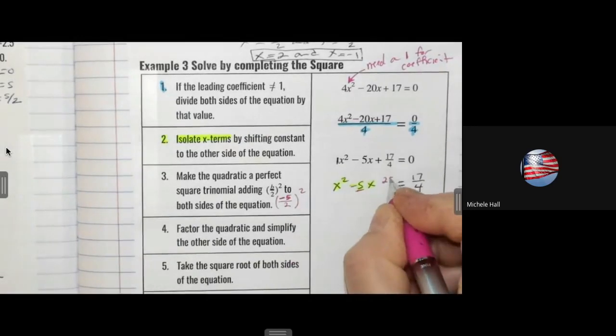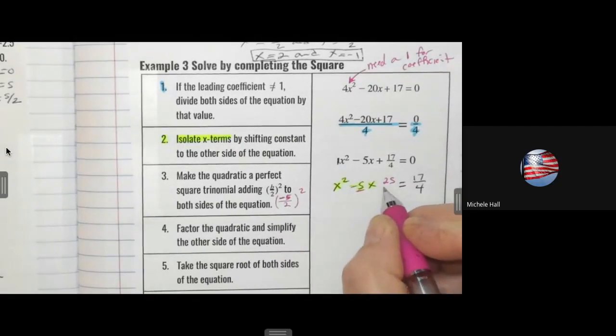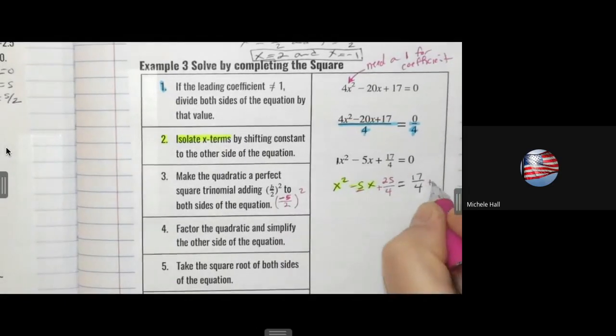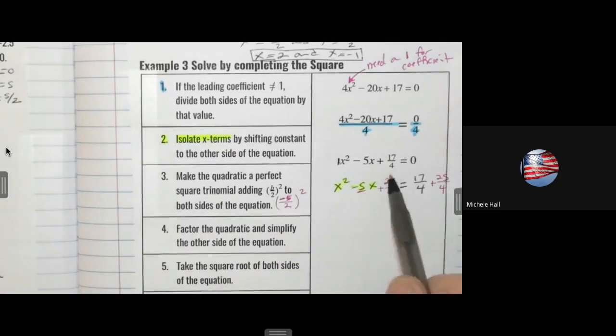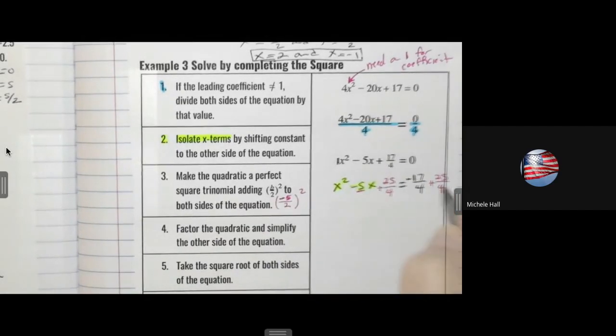It's a positive 25. And what's 2 squared? 2 times 2 is, so we're just adding 25/4 to that side, and then we've got to add 25/4 to this side, and my 17/4 should be negative because I put it on the other side, minus 17/4. Did you guys put negative there?